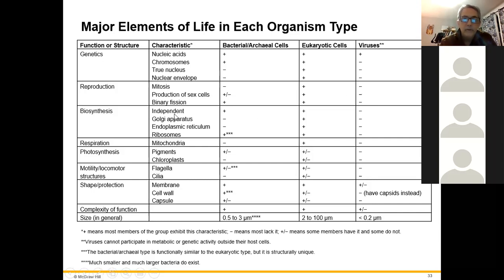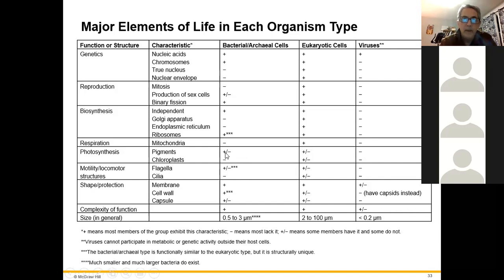Biosynthesis occurs in both bacteria and eukaryotes, but bacteria do not have membrane organelles like Golgi and endoplasmic reticulum. Viruses do not carry out biosynthesis. They do not have ribosomes. Photosynthesis: some eukaryotes carry out photosynthesis, some bacteria can carry out photosynthesis, viruses can't.